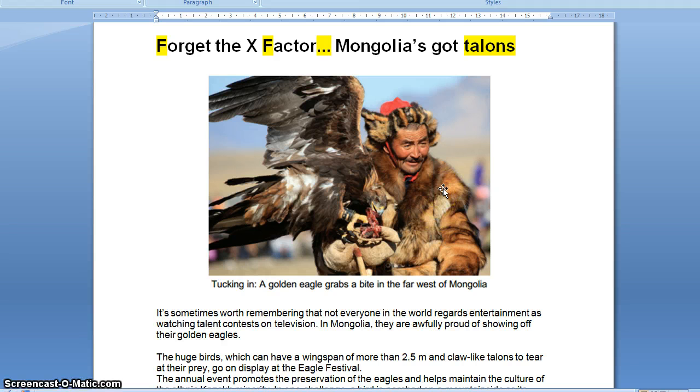So that picture has been chosen to engage the reader's interest and begin to develop further the idea of cultural contrast that's within the headline. And even in the caption we can see the use of colloquial language like tucking in, grabs a bite, sort of everyday language, which is slightly at odds really with the exotic content of the article.